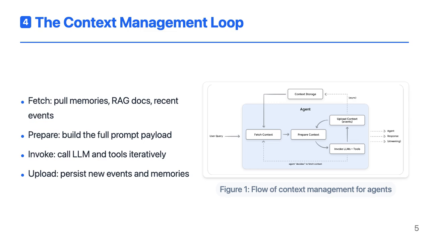On every turn, an agent runs through a context management loop. First, it fetches context: user memories, retrieved documents, and recent conversation events. Next, it prepares the context, assembling a full prompt that's ready for the LLM. Then it invokes the model and any tools, often in multiple steps, appending outputs back into the working context. Finally, it uploads new information to persistent storage, updating the session log and generating or refining memories, often in the background so the user isn't kept waiting.